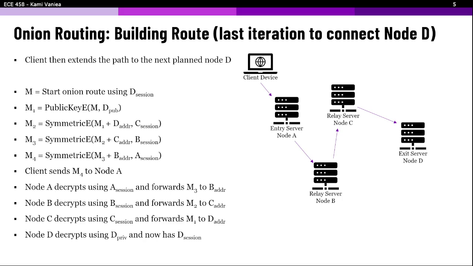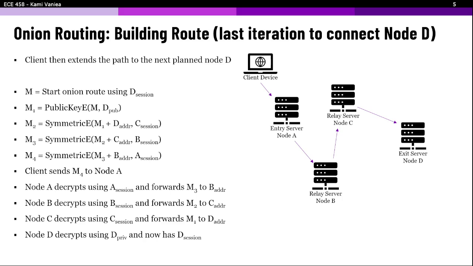The client device starts by creating a message, M up there. M includes the D session key, a symmetric key. This might also be the initiation of, say, a Diffie-Hellman key exchange, but it's basically the session key. It takes the public key for node D and encrypts M with it. Then it encrypts that using the session key for node C, and then encrypts it again using the session key for node B, and then the session key for node A. Then it takes that fourth, final layered message, drops it on the network, and sends it to node A.